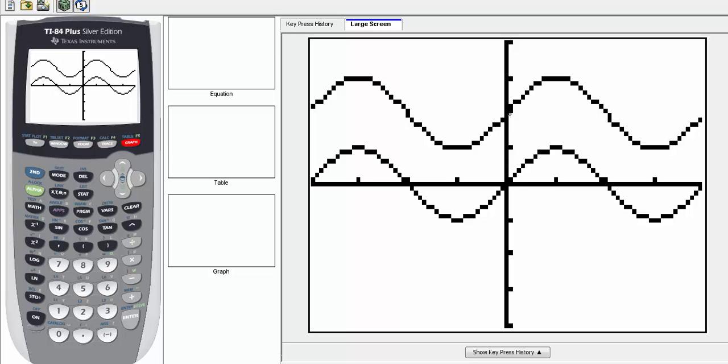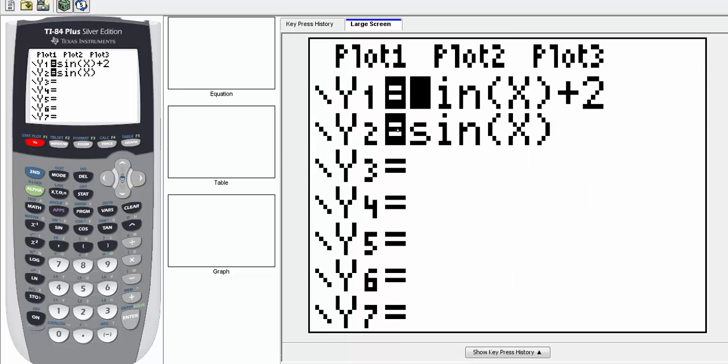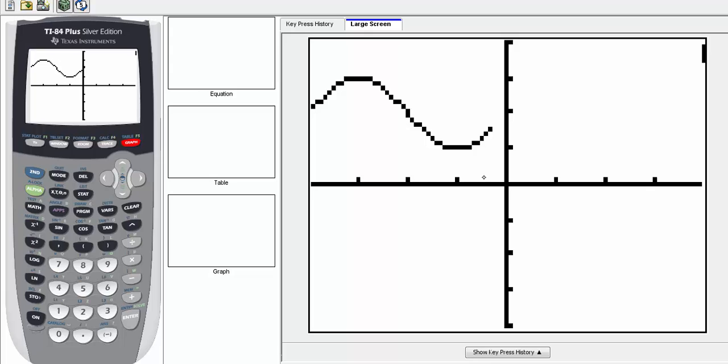And if we count here, it looks like it's moved up 2 units. Okay, and that's exactly what has happened here. So if we compare this, one thing you notice, if you go to y equals, the equal signs here are highlighted. If you go down and highlight the equal sign and you hit enter, notice that unhighlights the equal sign. So now if I hit graph, it's only going to graph the function that is highlighted.